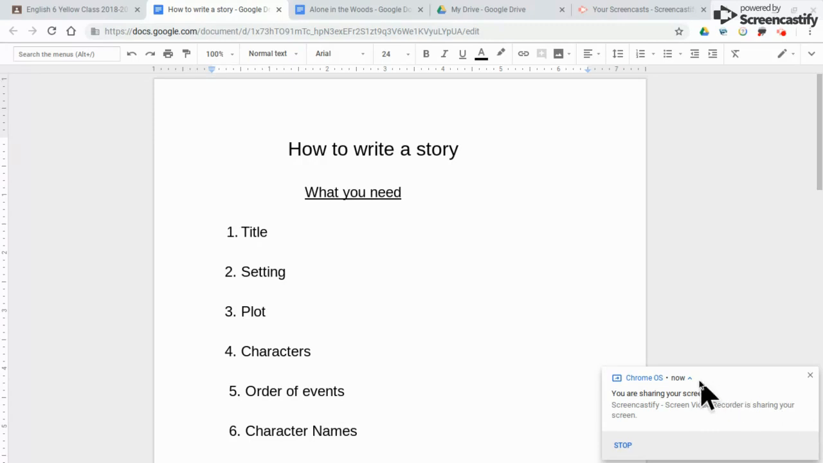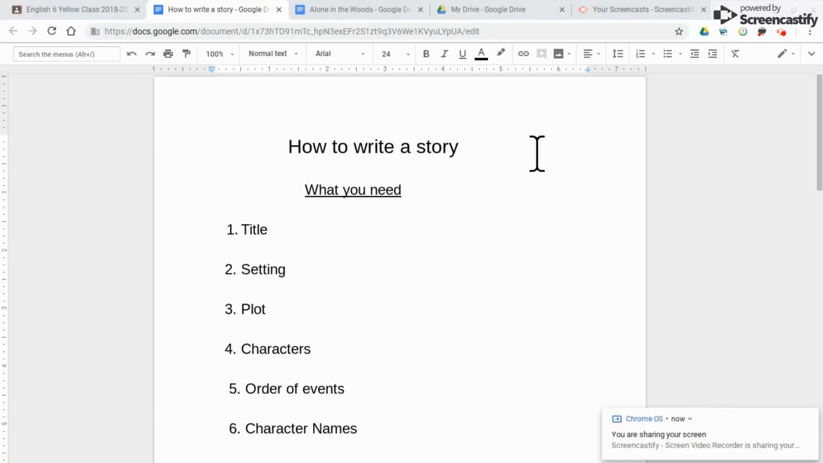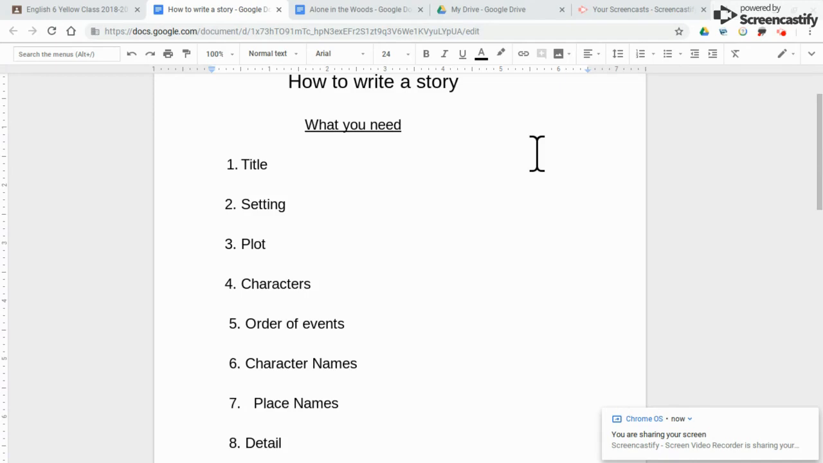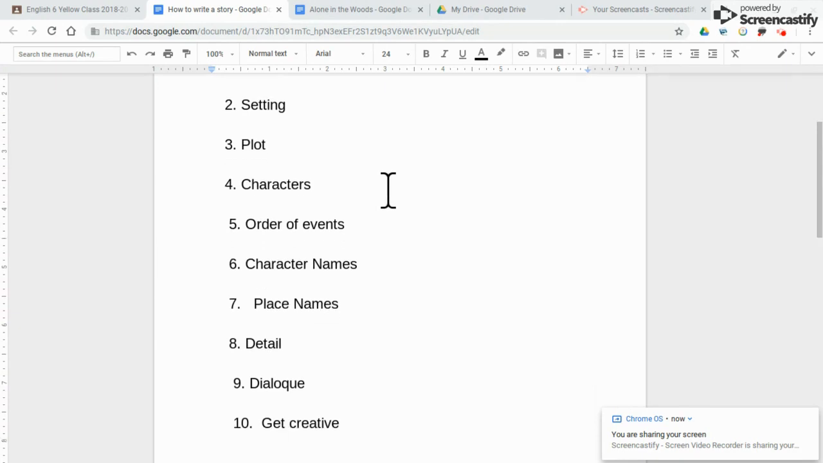So first, what you need is a title, to really give your readers an idea before actually reading the story of what your story is going to be about. The setting where the story takes place, the plot, the main events of the story, the characters in the story, or the people or things in the story, the order of events, like what happens first, second, or third, character names. So, like a character, let's say the name is Bob or Mike.